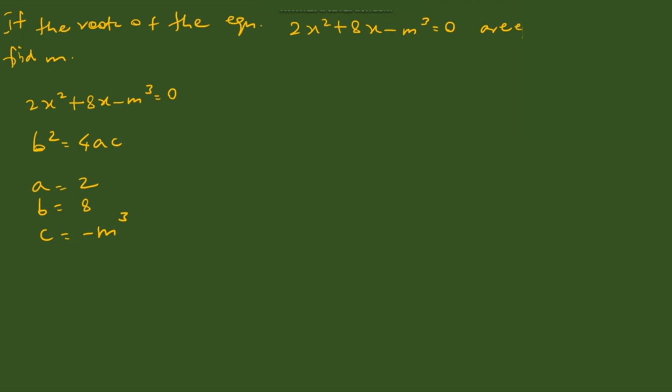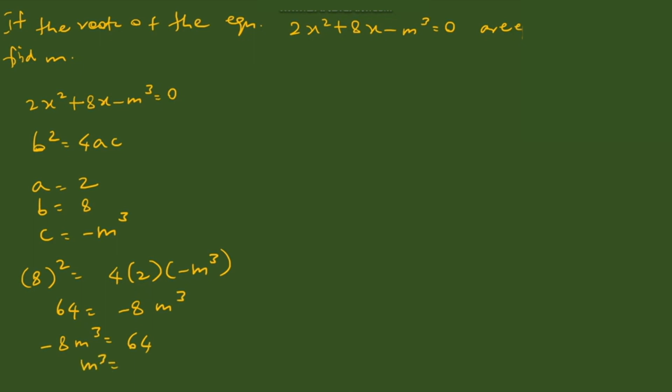So now let us substitute in the equation. b square, 8 square, is equal to 4 into 2 into minus m cube. 64 is equal to minus 8 m cube. Minus 8 m cube is equal to 64. m cube is equal to minus 64 by 8, which is minus 8. Therefore m is equal to minus 8. This is the answer.